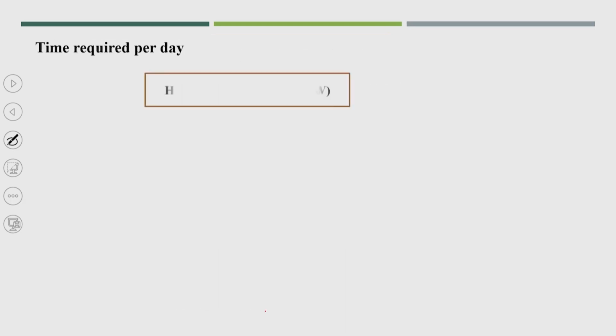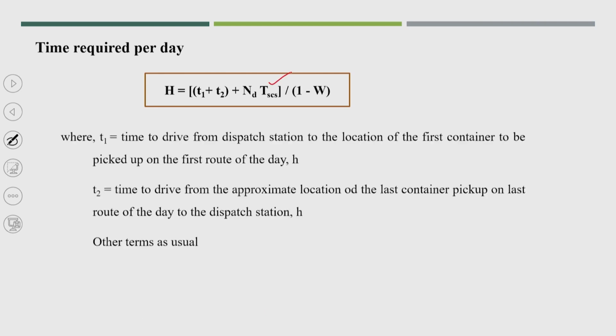Now, the time required per day, that is the H value, we can calculate with similar equations, if you do it in the TSCS form. The remaining terms are usual: ND is the number of trips, T is the total time, T1 is the time to drive from the dispatch station to the location of the first container, and T2 is the time to drive from the last container location to the next route.